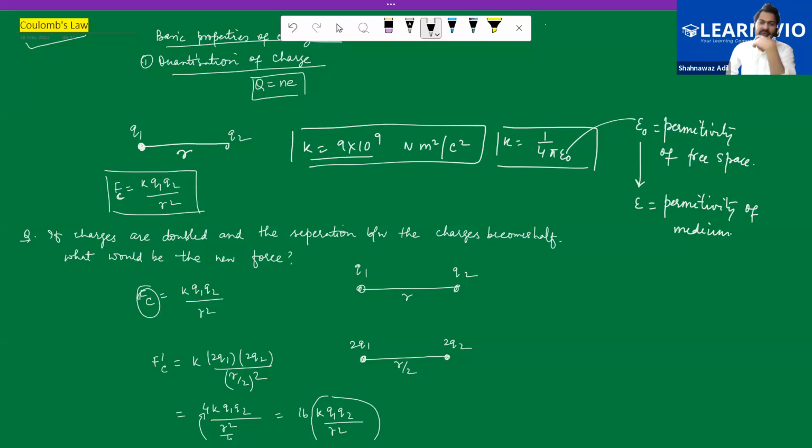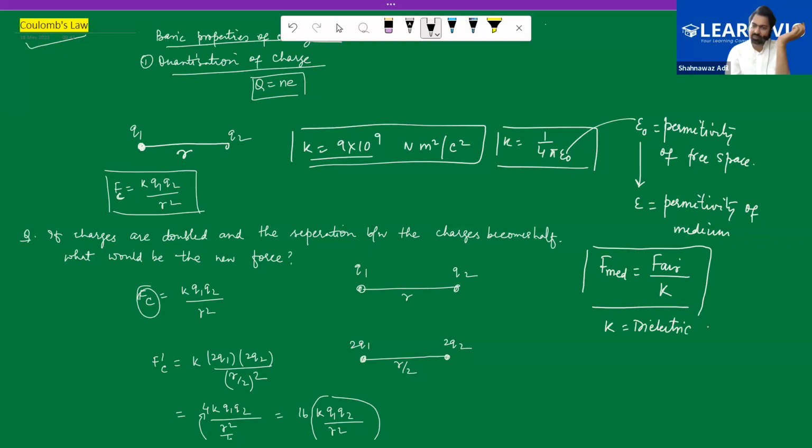Right, and what happens to the Coulomb force? If you put the charges in a dielectric medium, will the Coulomb force increase or decrease? It will decrease, by a factor of k. This k is the dielectric constant, and it is equal to the permittivity of the medium divided by the permittivity of free space.